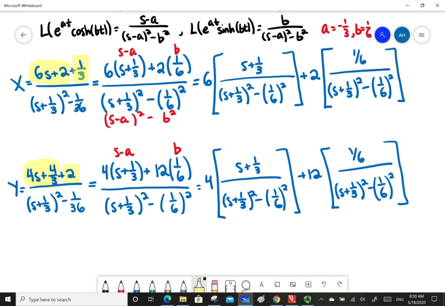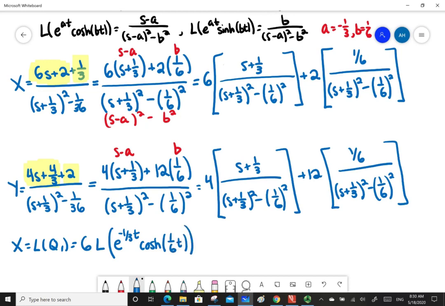Now we can match up the pieces exactly with the transforms. So x, which is really the Laplace transform of q1, looks like 6 times the Laplace transform of e to the negative 1/3 t, because a equals negative 1/3, times the hyperbolic cosine of 1/6 t, because b equals 1/6, plus 2 times the Laplace transform of e to the negative 1/3 t times the hyperbolic sine of 1/6 t.